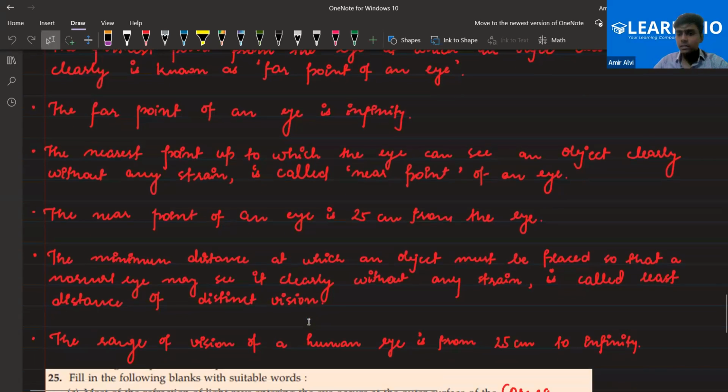Next is the minimum distance at which the object must be placed so that the normal eye can see it clearly without any strain. That point is called the least distance of distinct vision. It means that if the object is placed at that distance, which is basically 25 centimeter, we can see the object without any strain. So that is called the least distance of distinct vision. Clear?